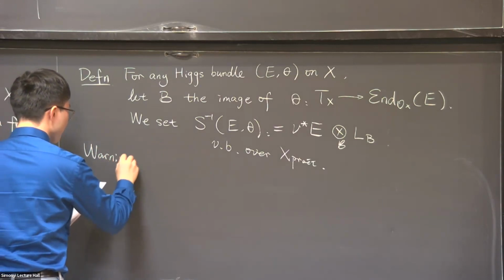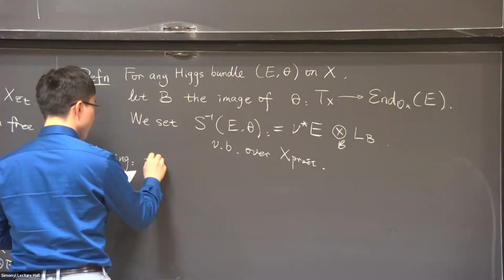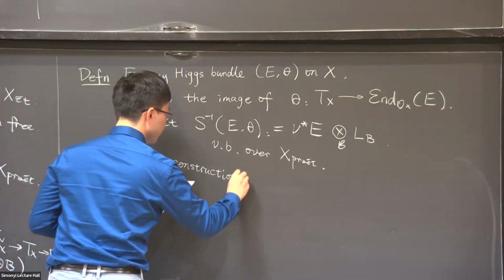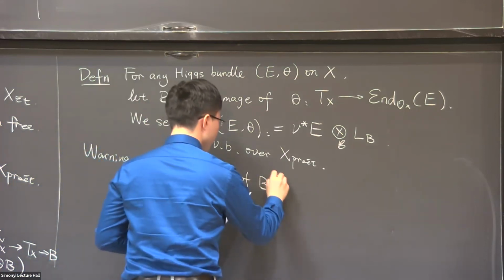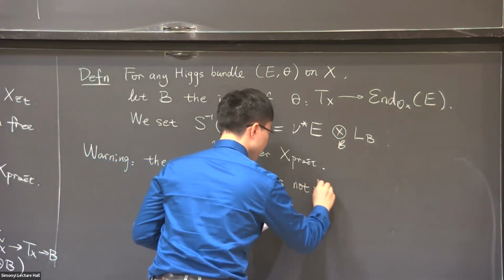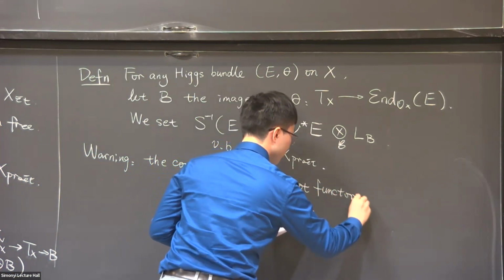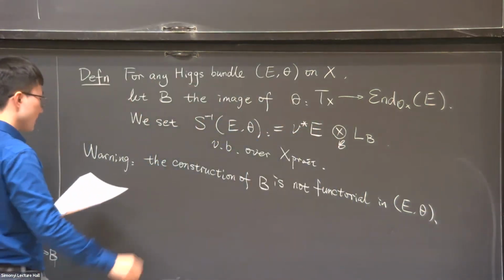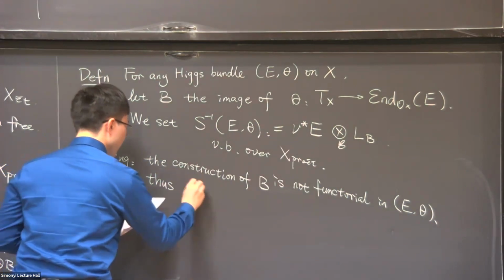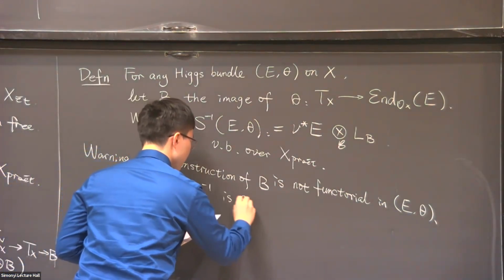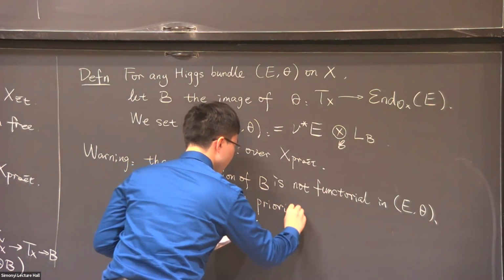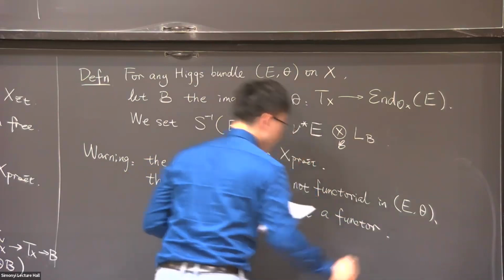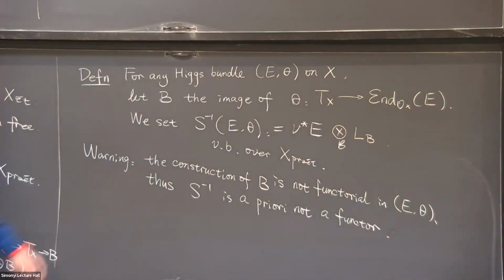Although I do not want to bother you, I still need to remark that the construction of B is not functorial in this Higgs bundle. Thus, a priori, S inverse is not a functor. But I think we will see next week that we can make S inverse a functor.